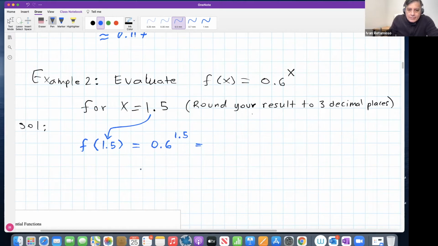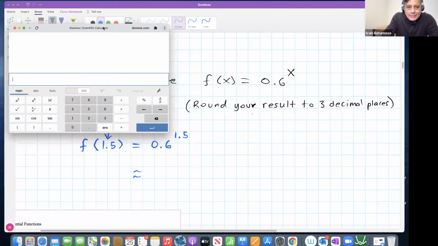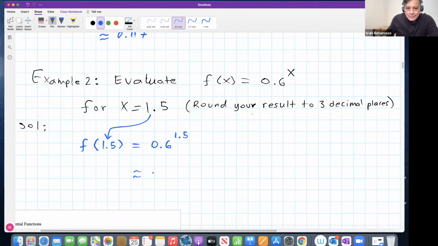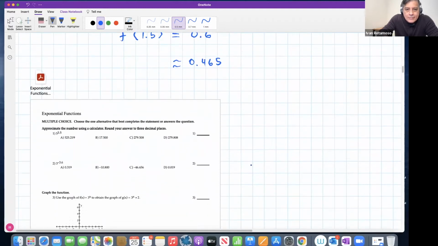So what is this equal to? Approximately equal to, because they say rounded to 3 decimal places. Well, this will be 0.6, using our Desmos scientific calculator, raised to 1.5. And I get 0.4647. Because of this 7, this becomes 5. So 0.465. That's it. All right, guys, computation. We're going to need this for a lot of applications. So let's make sure that you guys are okay with this.